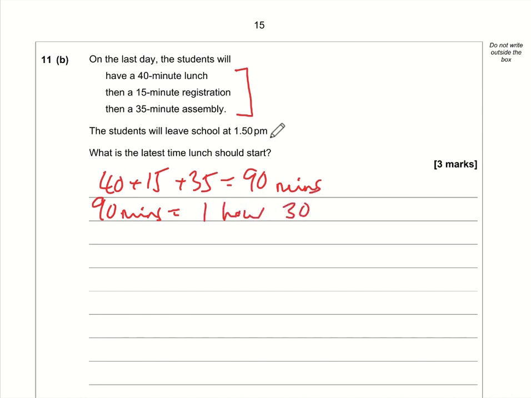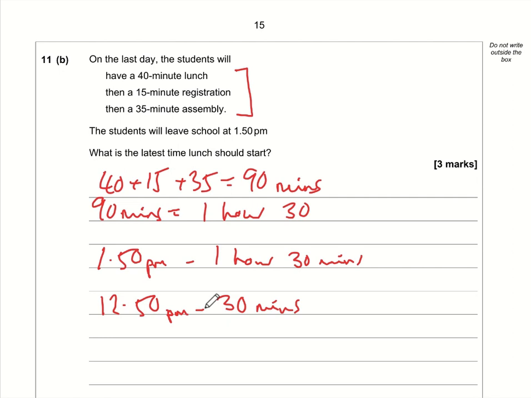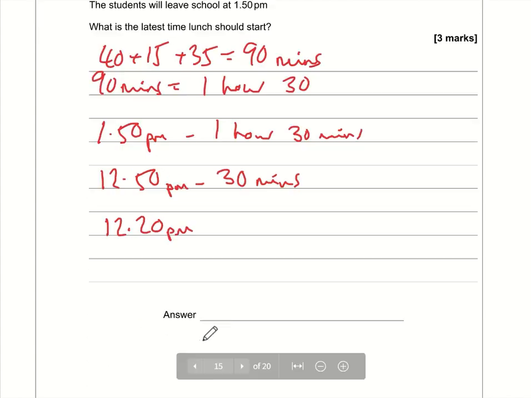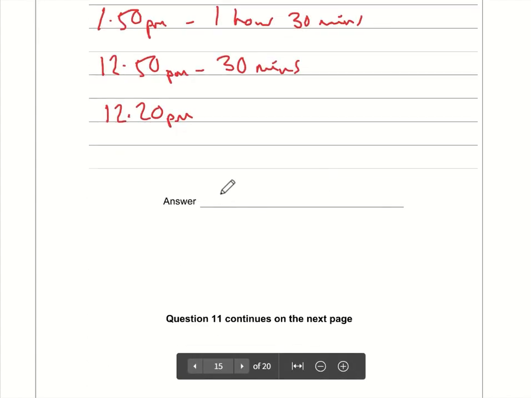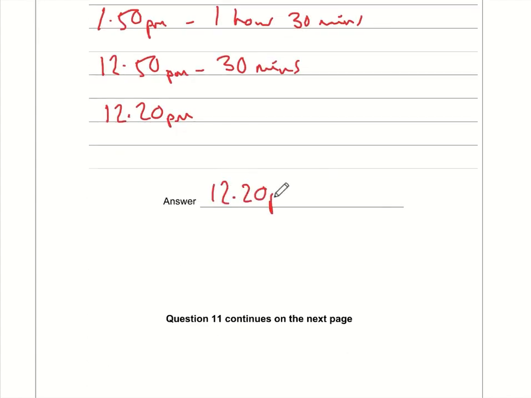So we just need to go backwards 1.5 hours from 1:50. So it's 1:50 p.m. minus 1 hour 30 minutes. So take off an hour, that takes me to 12:50 p.m. and now I just need to take off 30 minutes, and if I go back 30 minutes from 50, that takes me to 12:20 p.m. So that's the latest that lunch should start, so 12:20 p.m.